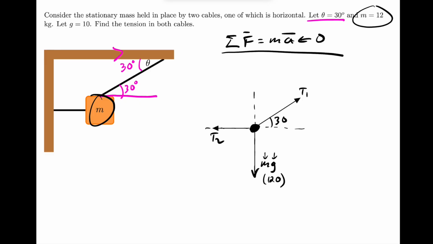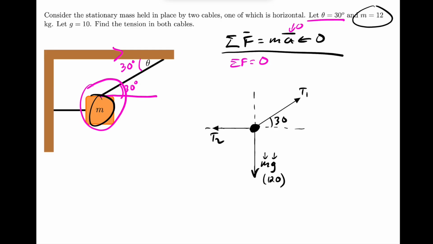Okay, now in this case the summation of all the forces is equal to 0 for us because as far as we're concerned in this one, this mass is not moving, it's not accelerating. So I can say that the summation of all the forces just adds up to 0 because I'm letting a be 0 since it's not accelerating in any direction.